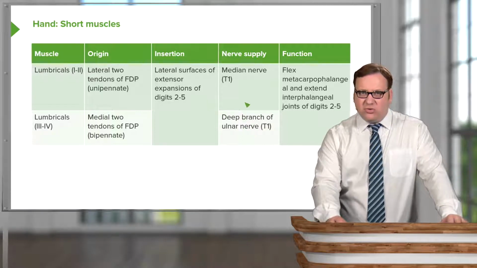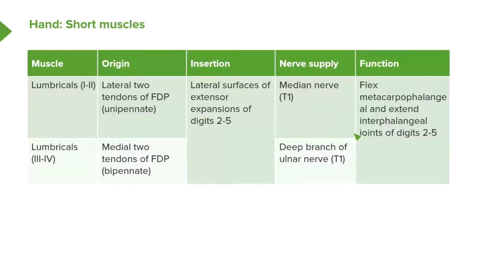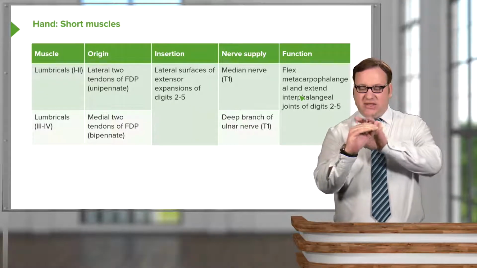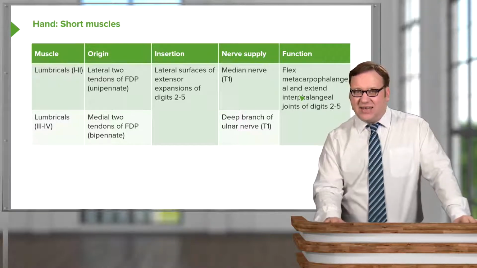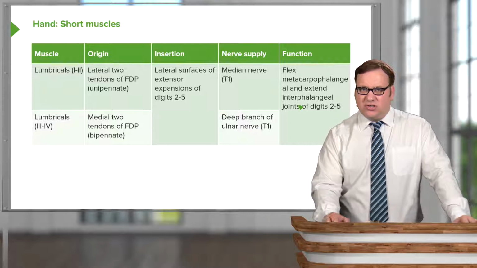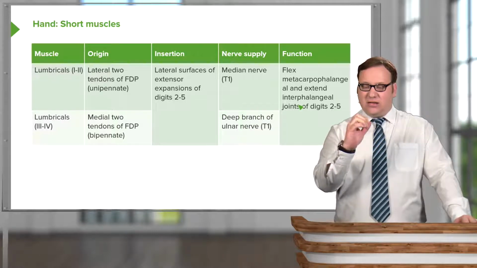So we can see the lumbricals have a different innervation, a different nerve supply. The function of these lumbricals is important because they can both flex and extend different joints. They can flex the metacarpophalangeal joint, the joint between the phalanges and the metacarpals, and they're also capable of extending the interphalangeal joints.